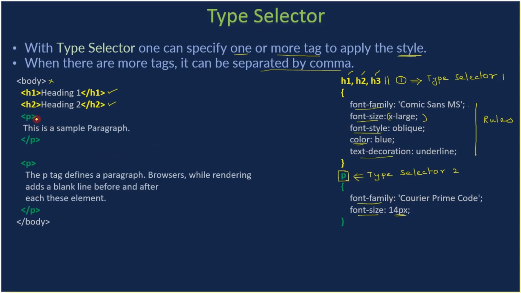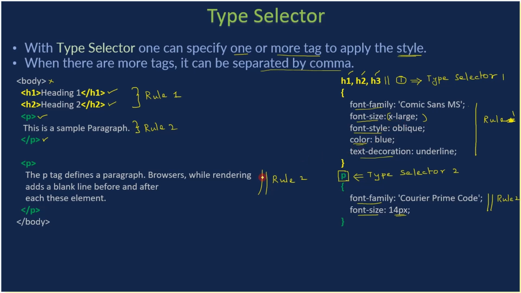And in our HTML, if you see, we have two paragraphs, and let's say this is rule 1 and this is rule 2. So rule 1 is applied for these two heading tags, and for the paragraph we will apply rule 2. Since we have two paragraphs, both paragraphs will get rule 2. That means the Courier Prime and 14 pixel font will get applied to these two paragraphs, and headings will go with this X large font with the blue color.